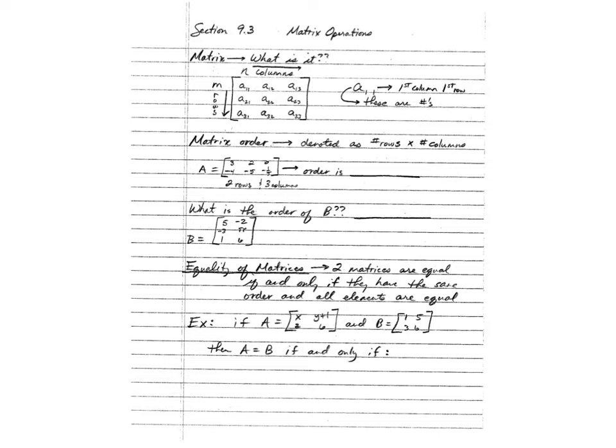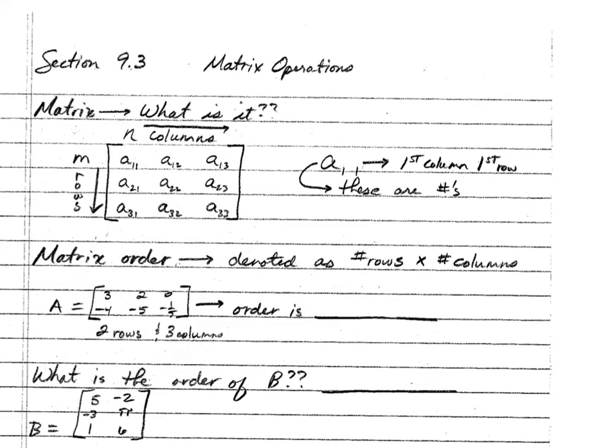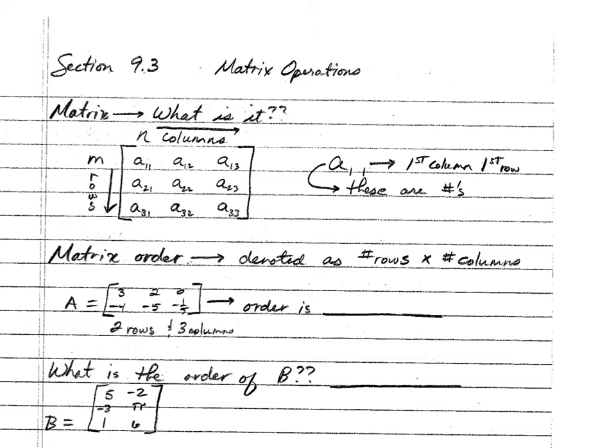Okay, so section 9.3, we're talking about matrices. What is a matrix? That's our question here. A matrix is very simply just a way to organize a set of numbers. Eventually you're going to solve systems using matrices, which is actually somewhat easier. But in this section, we're going to end up adding, subtracting, and then doing what we call scalar multiplication.